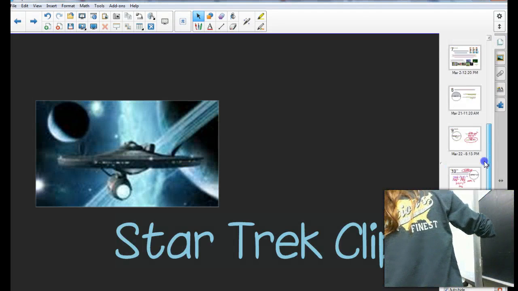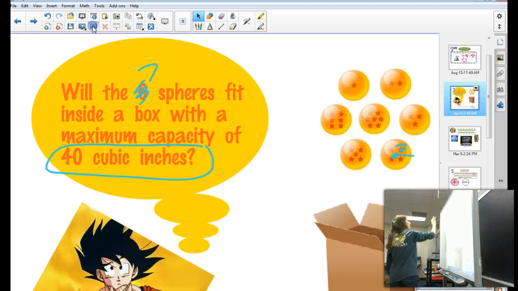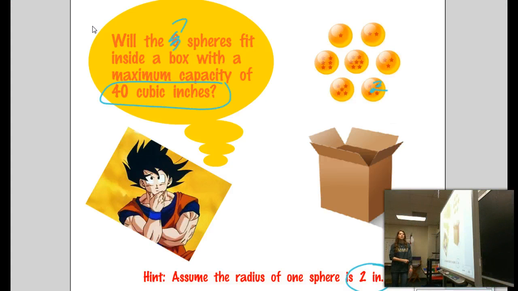Let's do this one. Dragon balls. All right, let's see if they will fit. If the radius of one of those is 2, let's find the volume of one of them and multiply by 7.